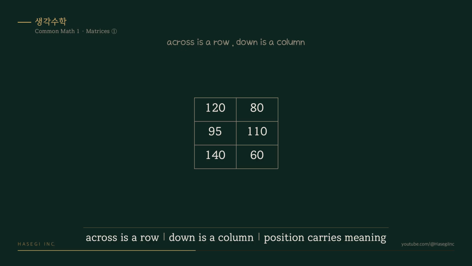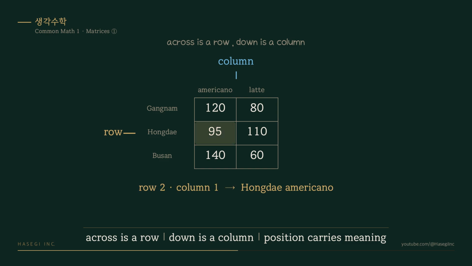A line going across is called a row, and a line going down is called a column. Put the branches along the rows and the drinks along the columns, and every number lands in its own place. The 95 in the second row and first column is Hongdae's americano. The position tells you the meaning. This table has 3 rows and 2 columns, so we call it 3 by 2.